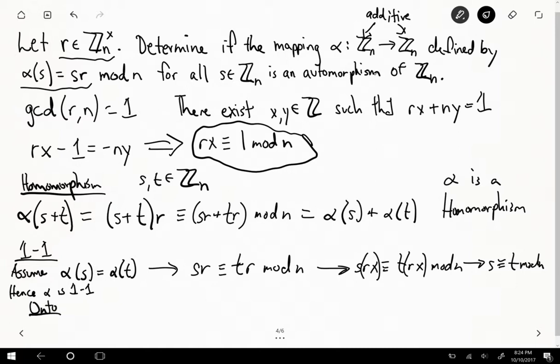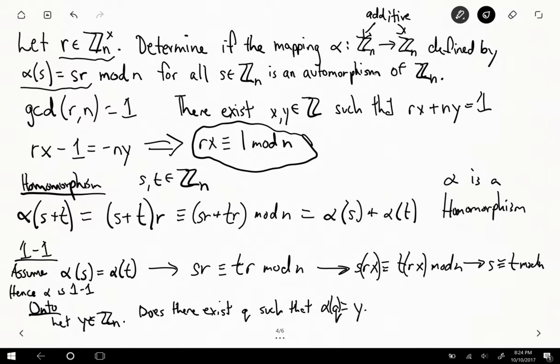So for onto, we've got to map to something. So let's let, we haven't used y, let y be an element of Zn. We want to find something that maps to y, right? So does there exist, we'll call it q, such that alpha of q equals y.